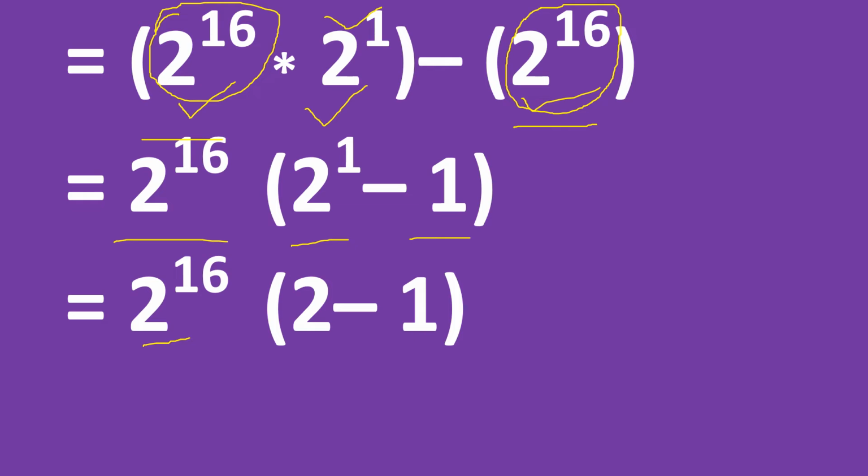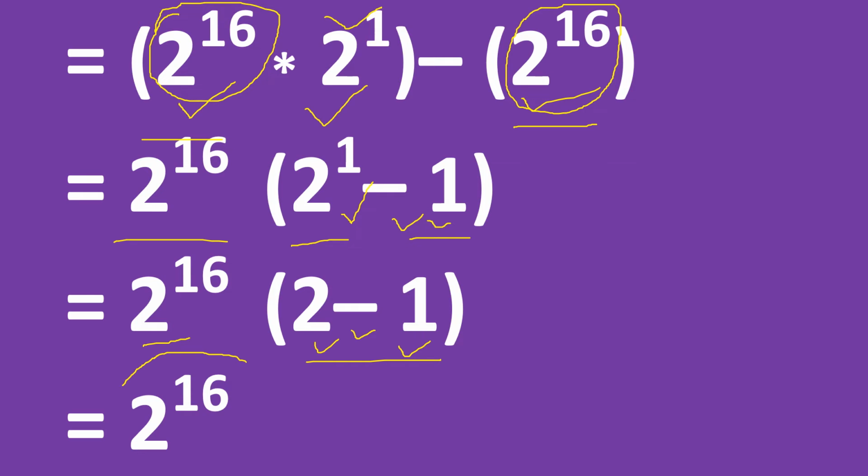Bracket open, 2 minus 1, because 2 raised to the power of 1 is 2. And then we are subtracting 1, which we have above. So 2 minus 1 is 1. So what we have in the simplified form is 2 raised to the power of 16. And this is the simplified form of the left-hand side, being 2 raised to the power of 17 minus 2 raised to the power of 16. And this is what we have been able to attain.